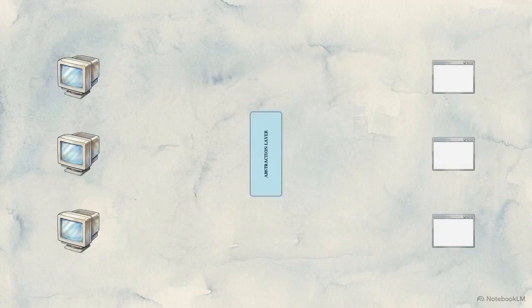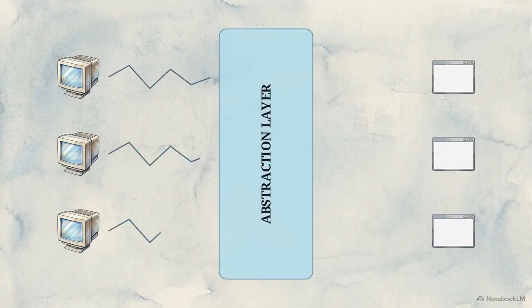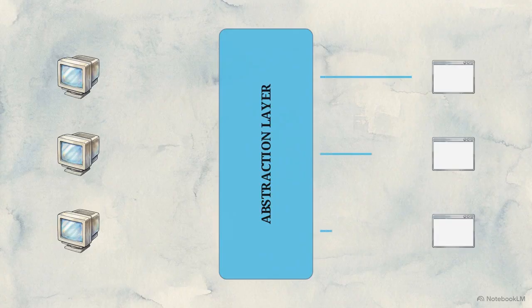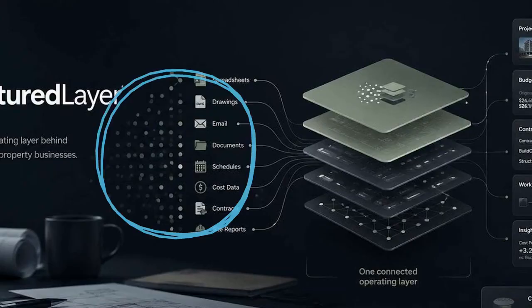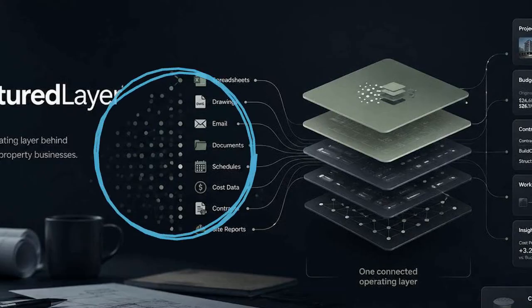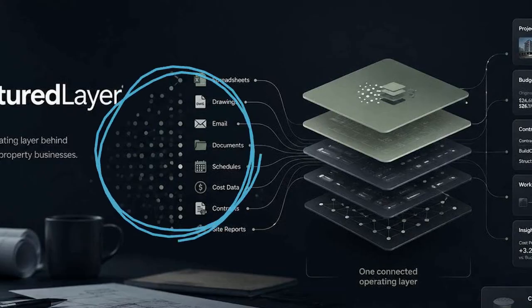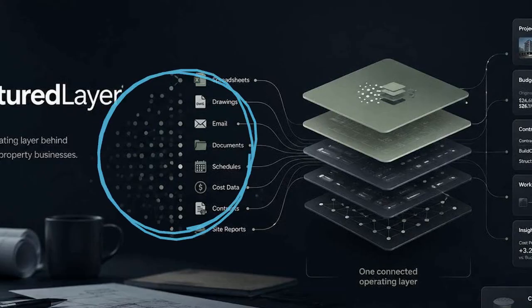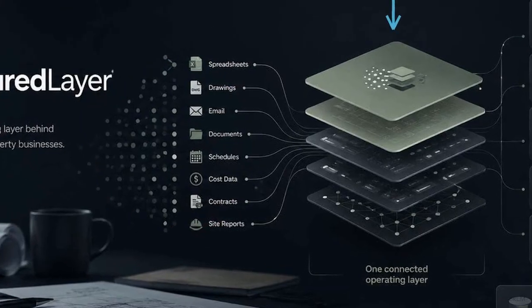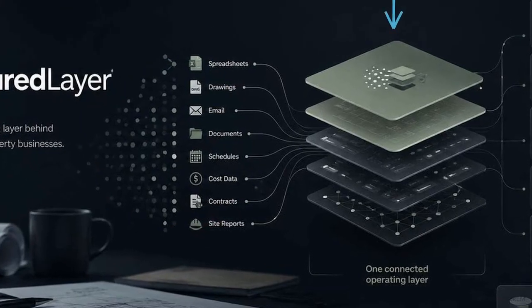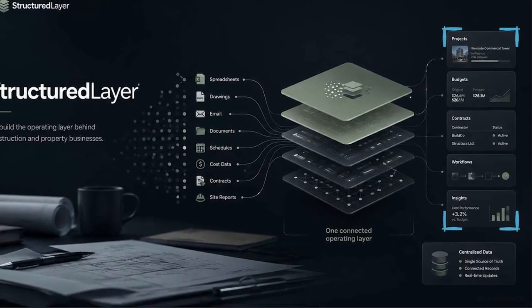Solving this requires an intermediating abstraction layer, a centralized system that sits directly between raw legacy programs and front-end workflows. This architecture acts as a universal translator. The center 5-tier operating layer captures chaotic left-side inputs, filtering them systematically. Passing through that stack organizes the information. On the right, these inputs transform into clean nodes mapping directly to active projects, precise budgets, and insights.